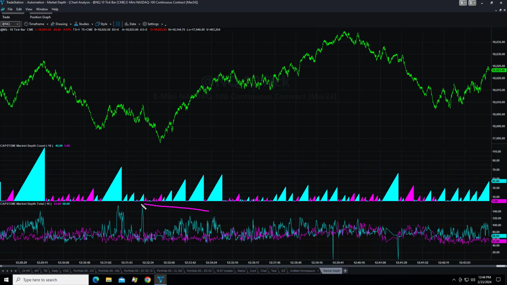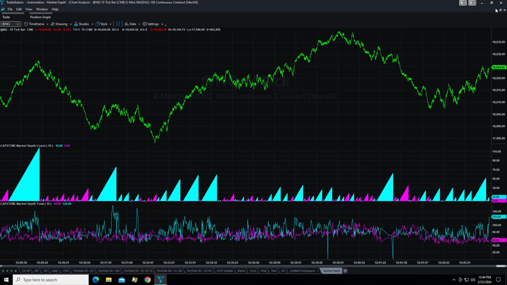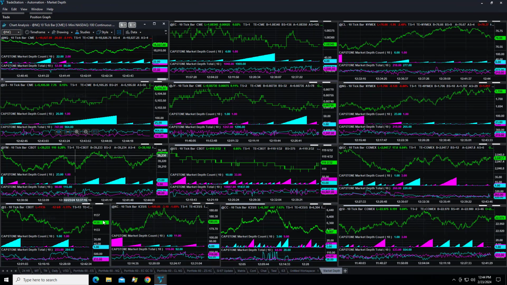Once again, hard to backtest this for the reasons stated. We can't save this data, but I see this all the time, and so it's more of a discretionary indicator that could be used to trade. And so here it is on the Nasdaq. Here it is on all these charts.